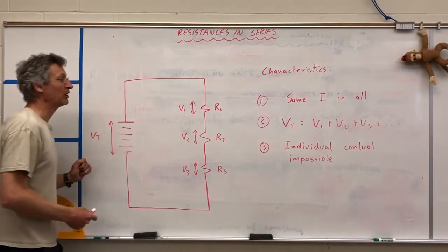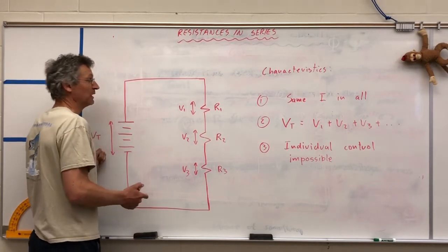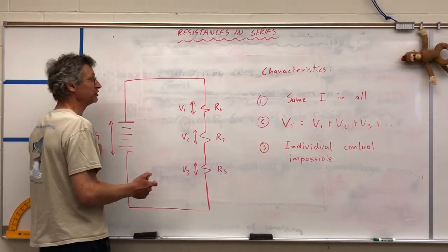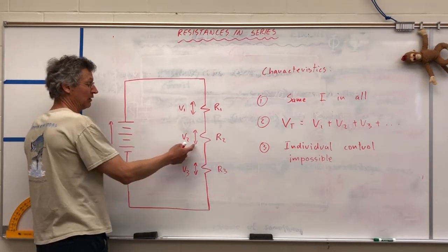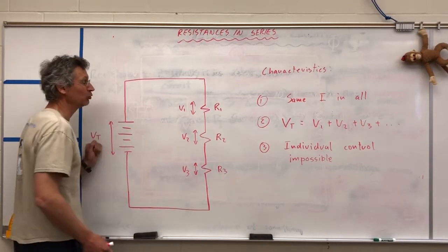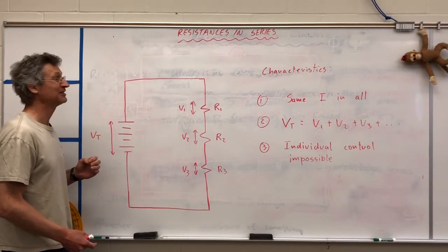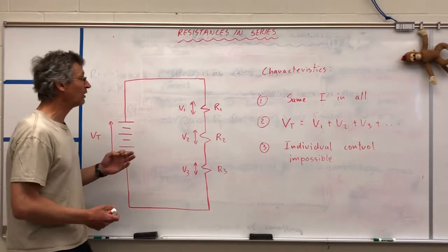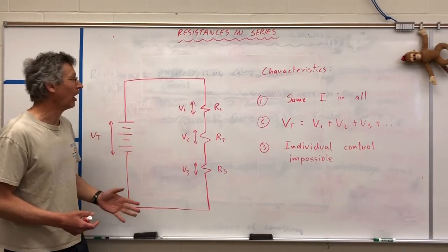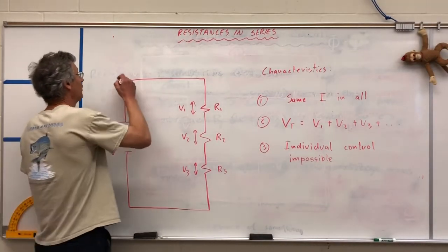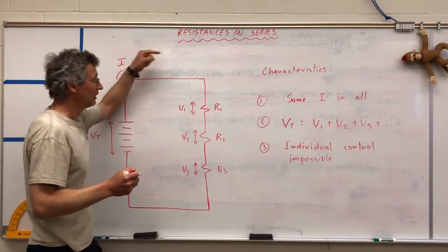They all come one right after the other. And you'll notice there's going to be a potential decrease or a voltage drop across each resistor. V1, V2, V3. Those are the potential decreases or the voltage drops across each resistor. Now, what are the characteristics of resistances in series? Well, first of all, you'll notice that they're going to have the same current in all of them.